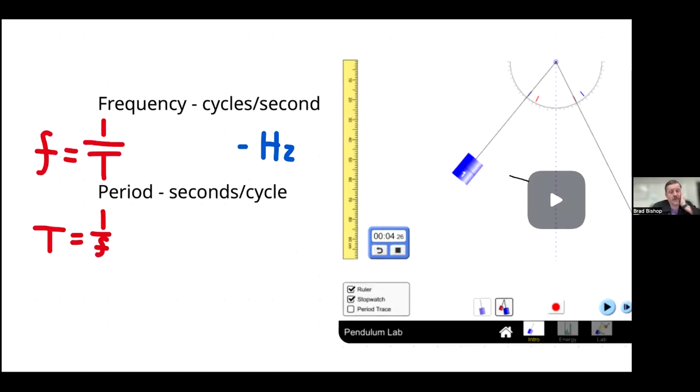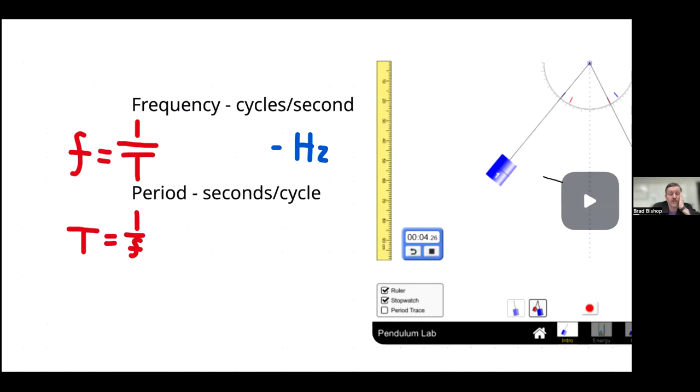For example, if our period was, let's say, 2 seconds per cycle, that would mean it takes 2 seconds for one cycle to complete itself. We know the frequency would be the inverse of that, 1 over 2, which makes sense, right? If the period is 2 seconds, so 2 seconds for one cycle, then in 1 second, only half of the cycle will be able to be completed if it takes 2 seconds for the full cycle to be finished. So this is frequency and period and our pendulums, right?